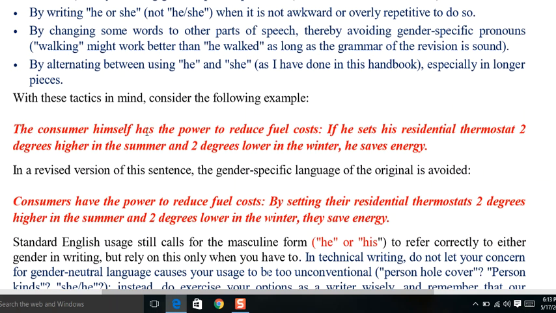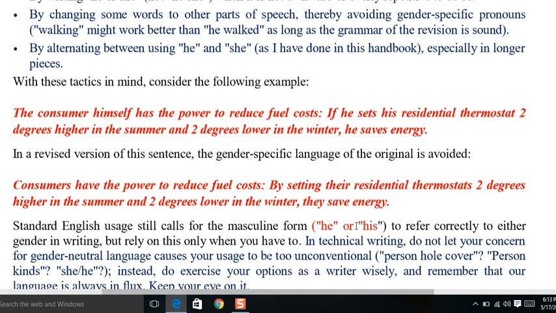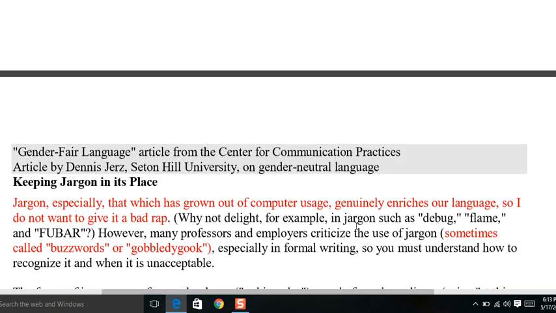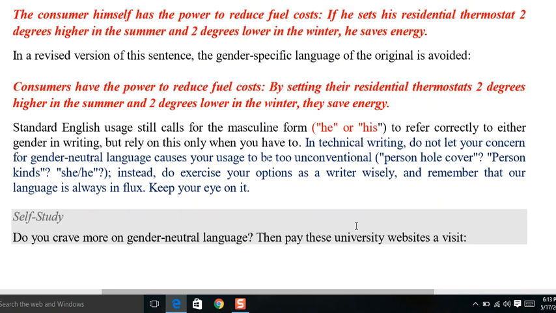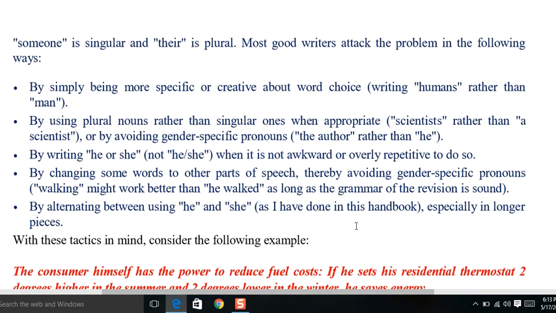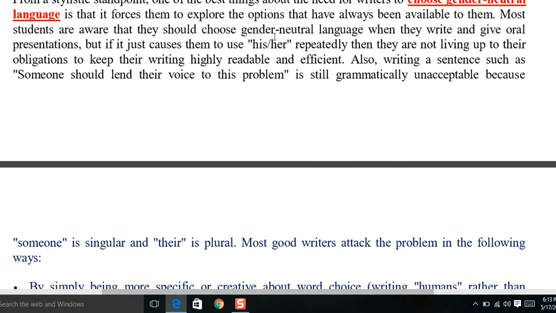The consumer himself has the power to reduce the fuel costs. The consumer himself, clear? And here they have used: consumers have the power to reduce fuel costs by setting their residential thermostat 2 degrees higher in the summer and 2 degrees lower in the winter. They save energy. Hope that by reading all these points you can understand well how to use unbiased language and expressions. Thank you.